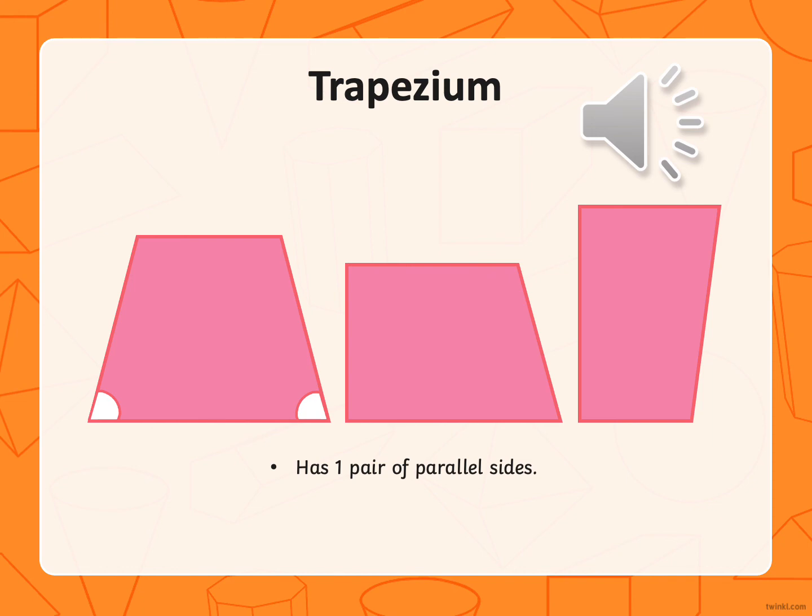Next we have a trapezium. Okay, looking at the trapezium, what can you see? What are its properties? So we know it's four sides because it's classed as a quadrilateral. What else do we know? A trapezium just has one pair of parallel sides.